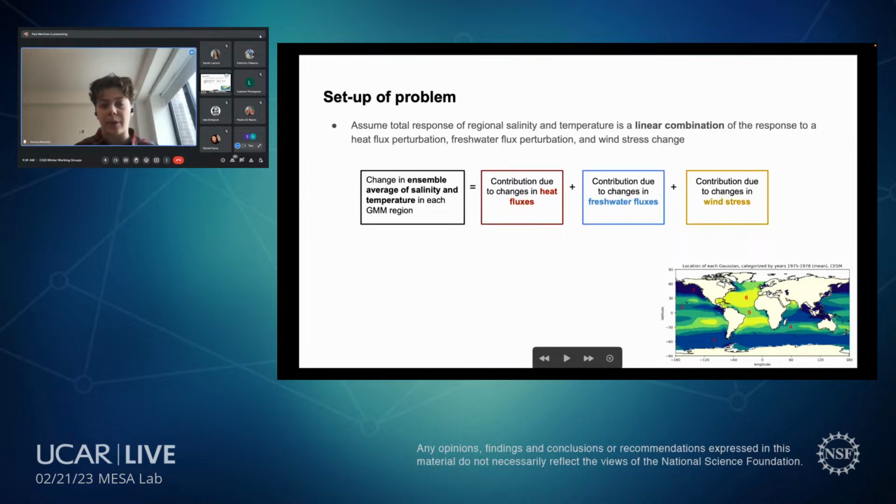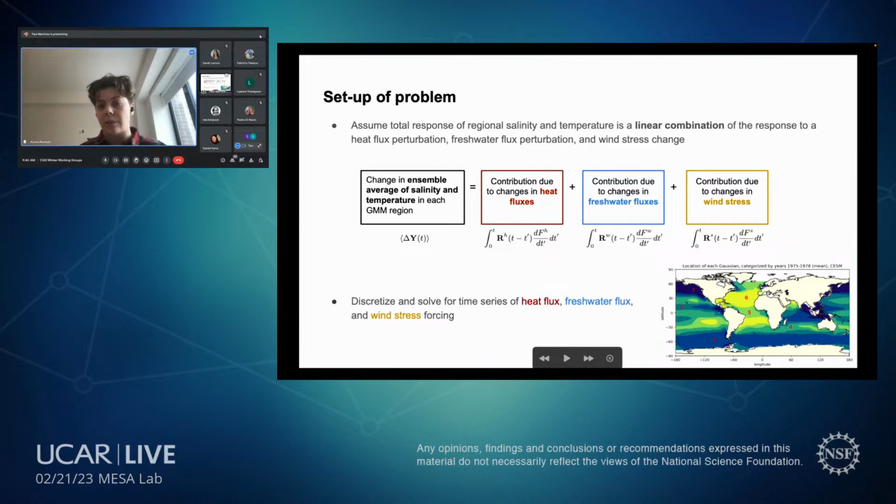The final setup of the problem is to assume that these regional time series of salinity and temperature are linear combinations of the response to heat flux perturbations, freshwater flux perturbations, and wind stress change. That's shown in the boxes on the slide there. On the left, again, we have the time series of salinity and temperature change, and we're saying that can be broken up into those 3 components.